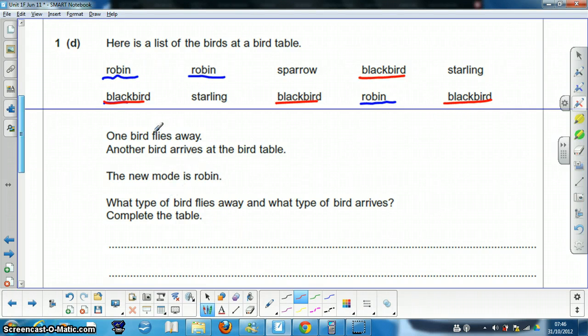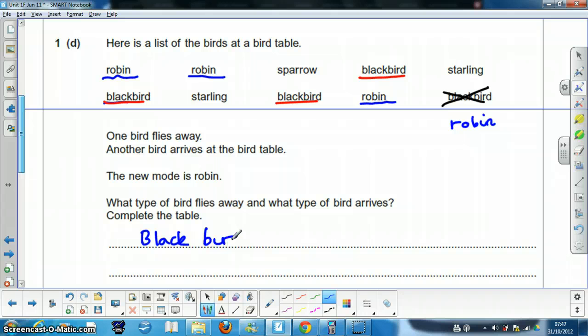But another one of those flies away and another bird arrives at the bird table. What type of bird flies away and what bird arrives? Well, it would look like one of the blackbirds disappeared and was replaced by a robin. So it would be blackbird flies away, and then robin.